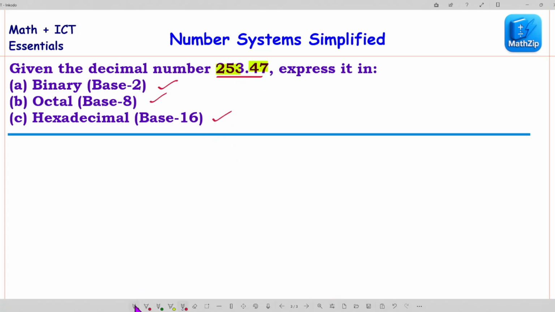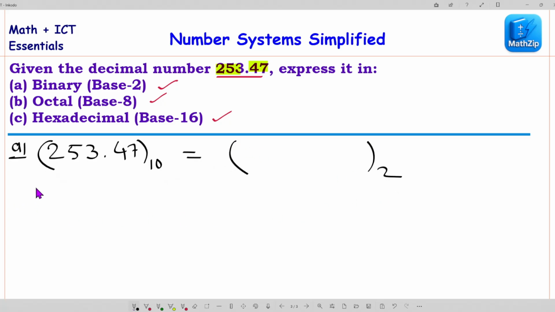Let's start. First, we will convert to a binary number. 253.47 is a decimal number and we will convert it to binary. First, 253 we will divide by 2 because the binary base is 2.